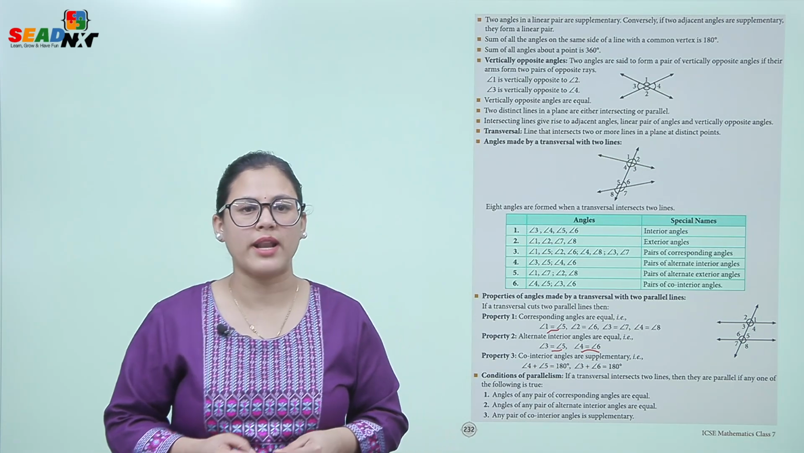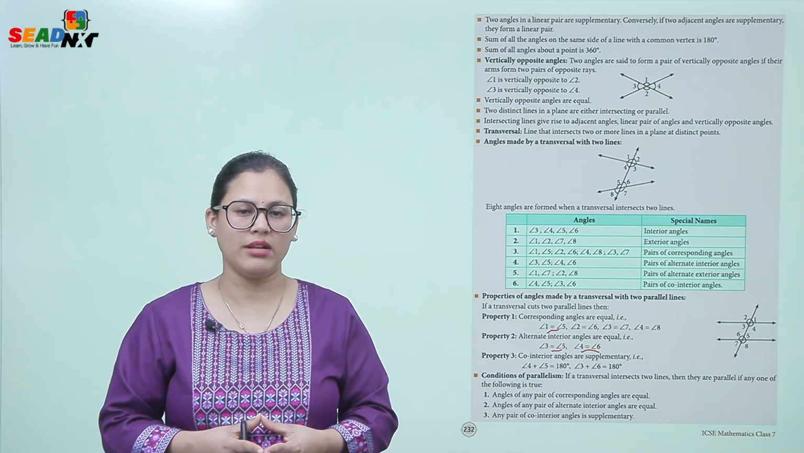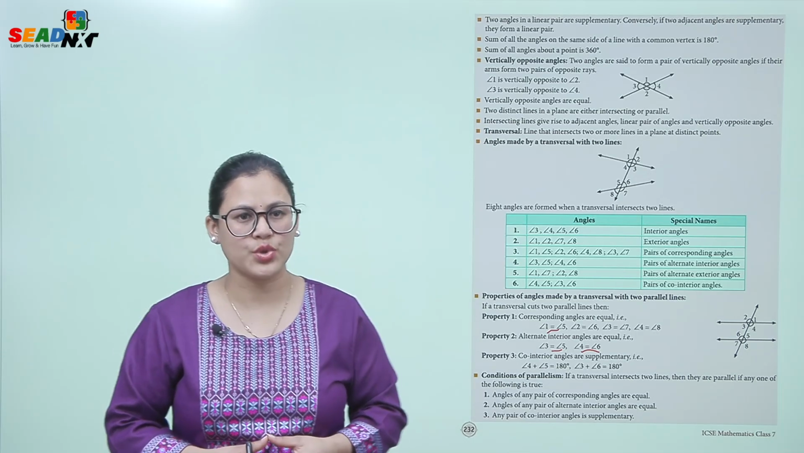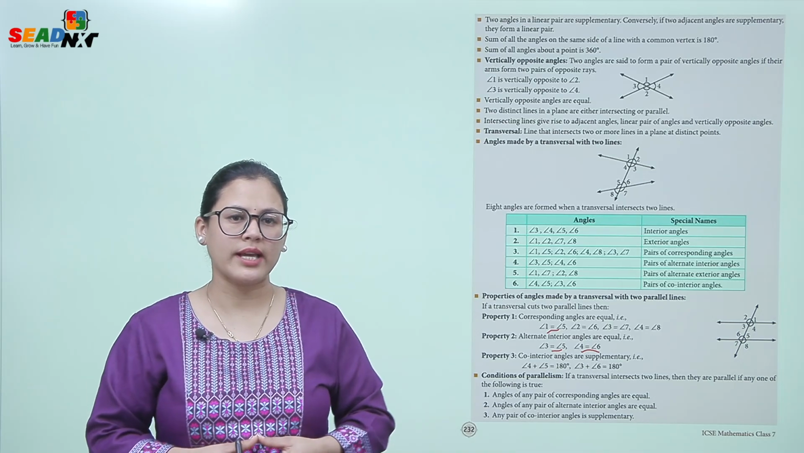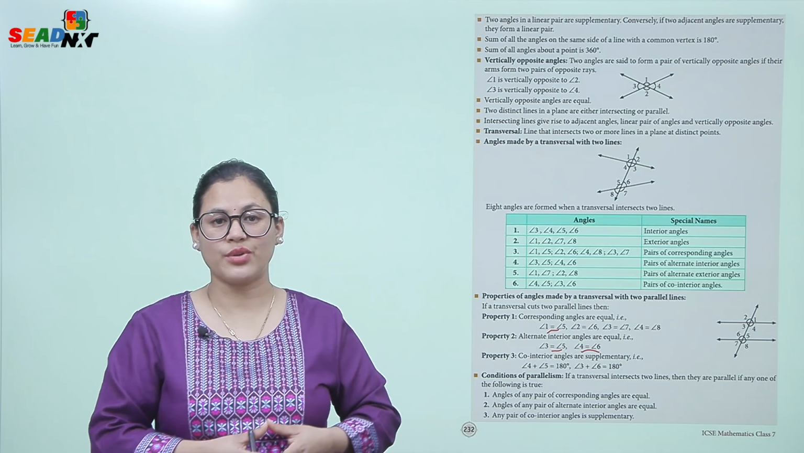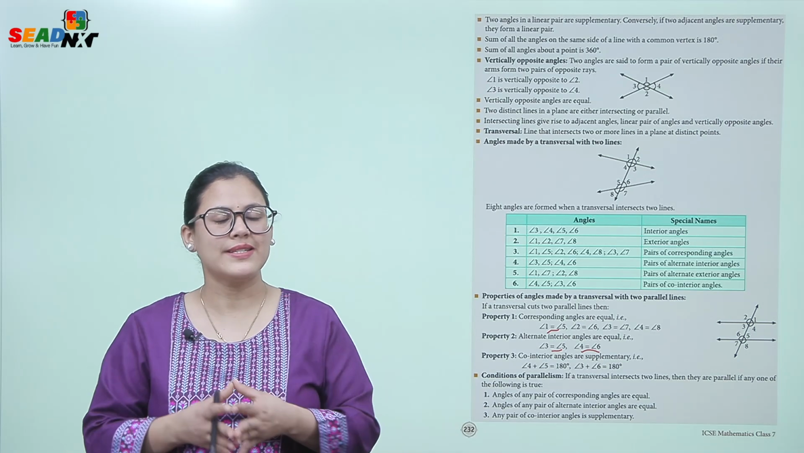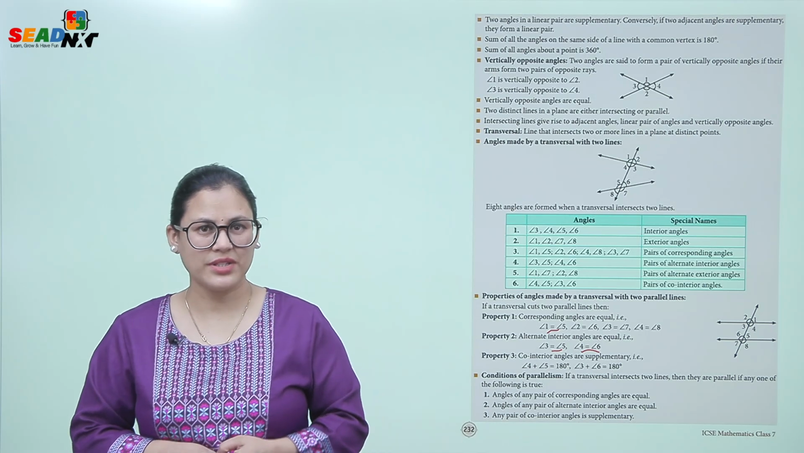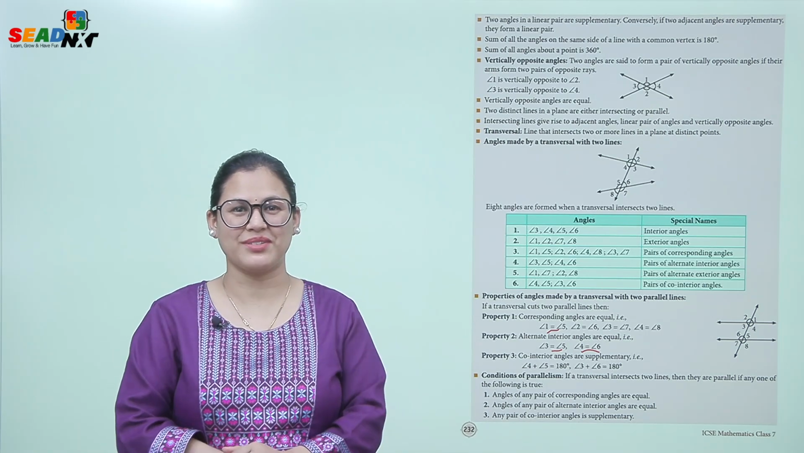And conditions of parallelism: if a transversal intersects two lines, then they are parallel if any one of the following is true. Number 1, angles of any pair of corresponding angles are equal. Number 2, angles of any pair of alternate interior angles are equal. Number 3, any pair of co-interior angles is supplementary. So students, here comes the end of this chapter, and keep practicing this chapter.